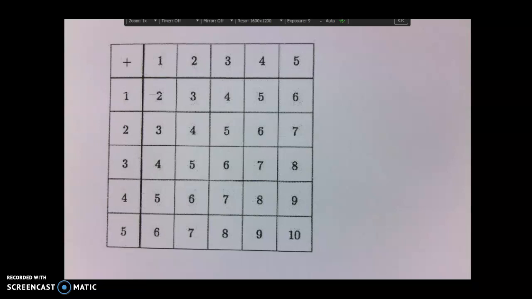Shout out your answer, yes or no. The answer is yes. In each row of our addition table, we see that the numbers alternate from even and odd numbers. I want you to think about why. Why do these numbers alternate between even and odd numbers?